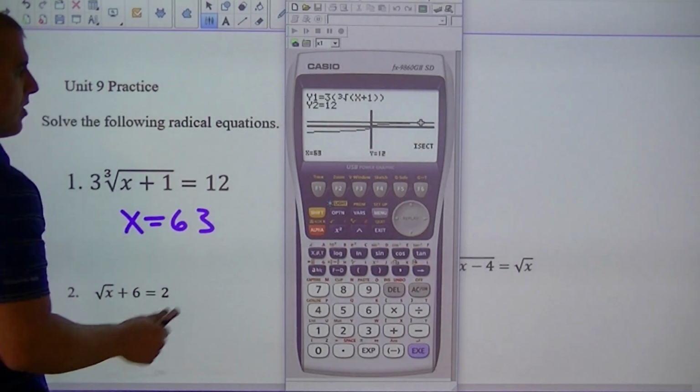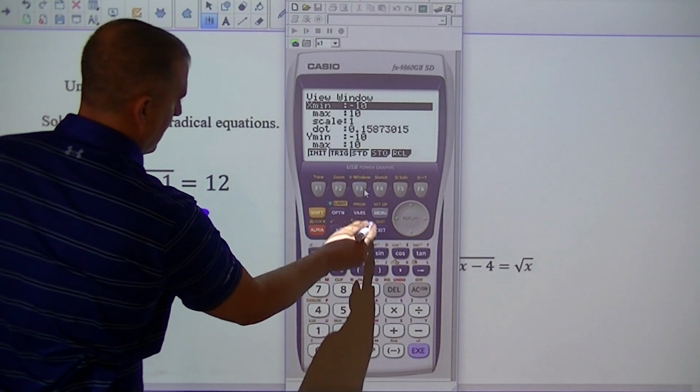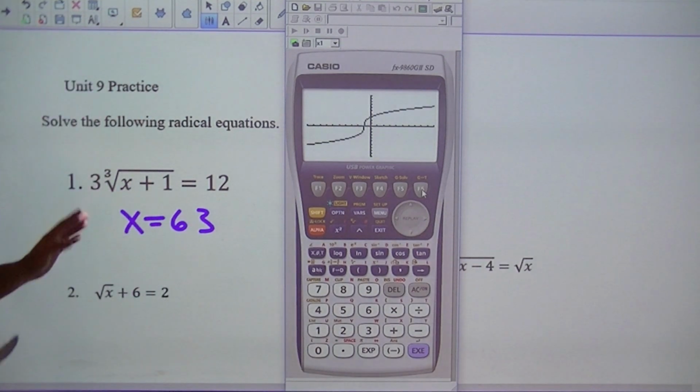Now I want to return my calculator to the standard window. F3 twice will do that. And I'm back to the standard window.